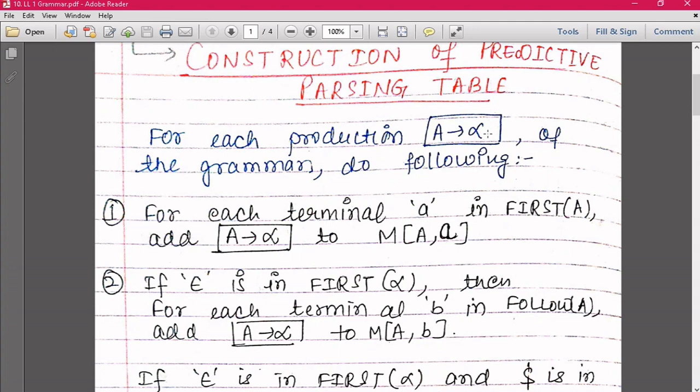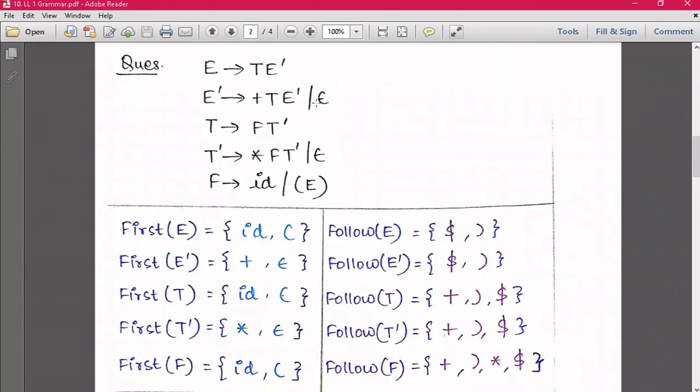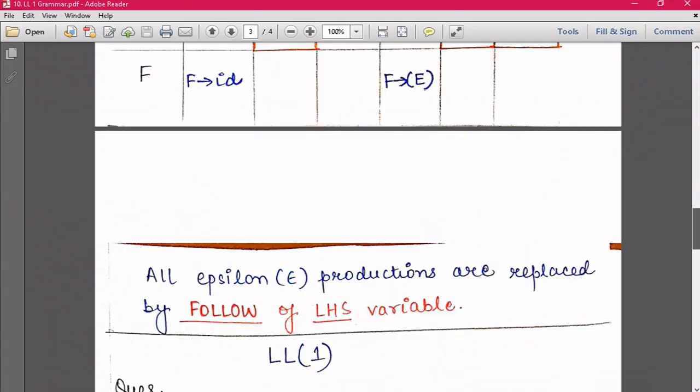Now let's do one more numerical and understand. All epsilon productions are replaced by follow of the LHS variable, that I have already told you. Wherever epsilon is there, we calculate the follow of E dash. Similarly, here epsilon is there, we calculate the follow of T dash. And in the values of the follow of T dash, there you will put this epsilon production.